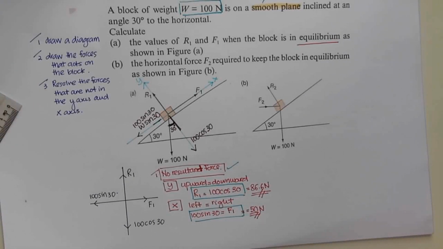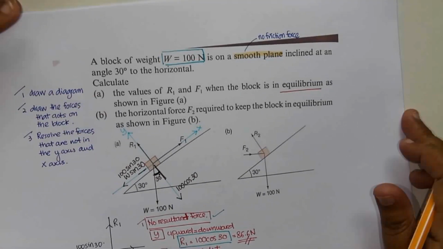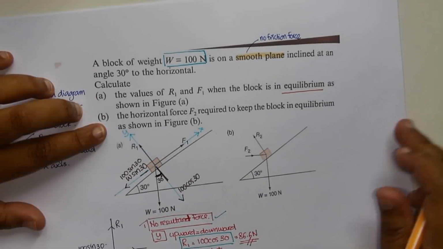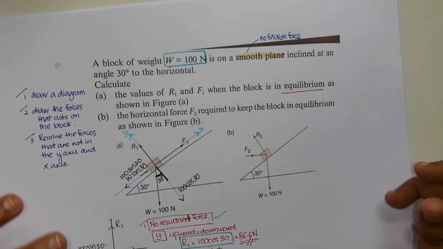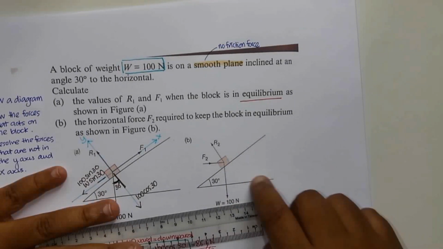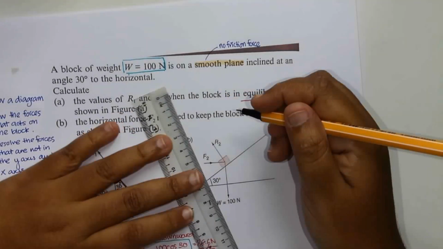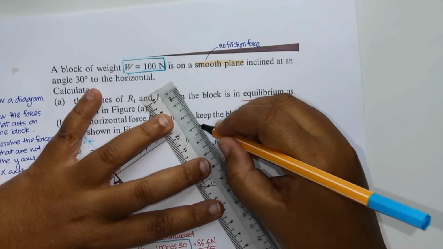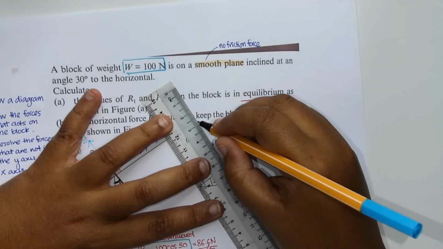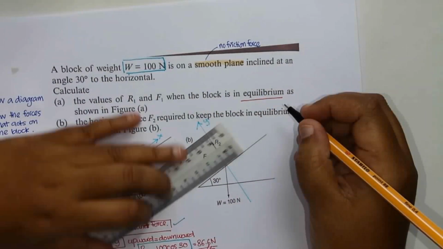Now let's look at B. The horizontal force F2 required to keep the block in equilibrium as shown in figure B. Now we have another block with all those forces. The diagram is already drawn and the forces are already drawn. So let's draw an imaginary y-axis and x-axis. I'm going to take it like this. So this is the y-axis.